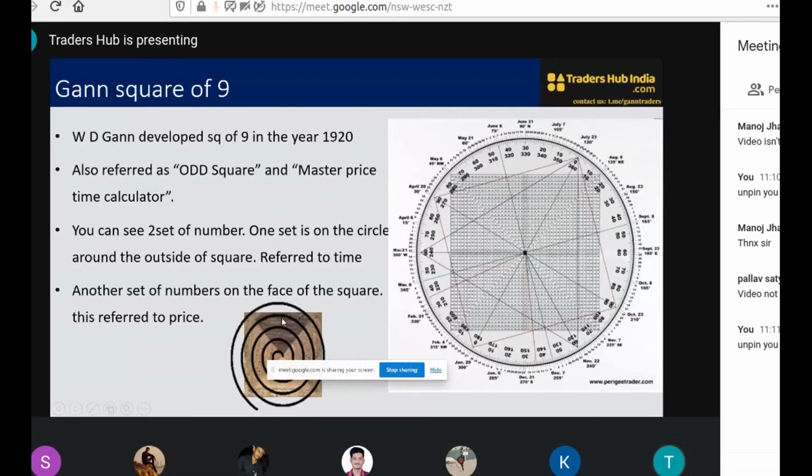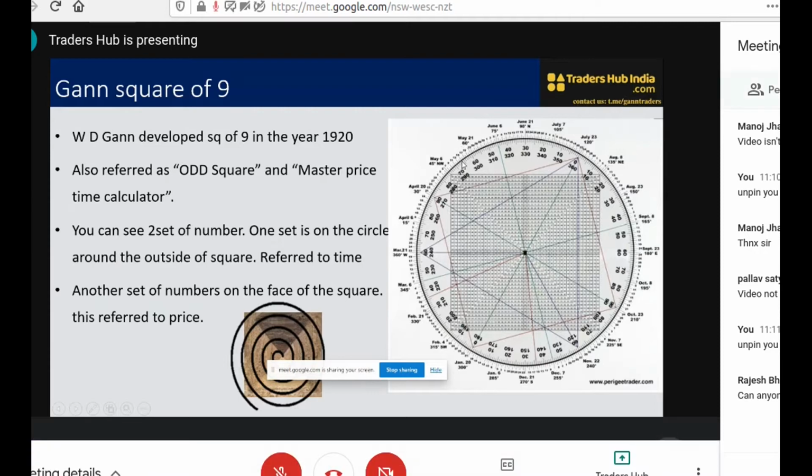That is where the name comes from: the Square of 9. Yes, it is a spiral, but we developed it in a rectangular shape, so in the Excel sheet that is why we get the square shape. Even if you see it from the top, it looks like a pyramid.